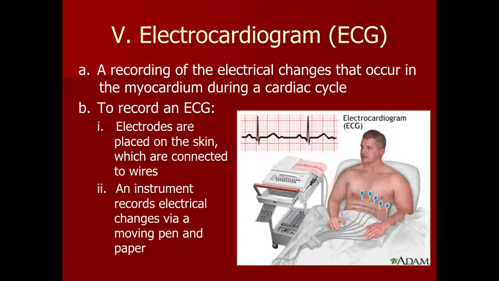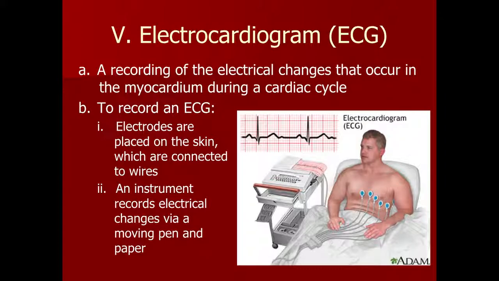There are different ways to measure heart activity. One of the most common ones is to use something called an ECG, or an electrocardiogram. It's a recording that monitors the electrical stimuli coming off the myocardium layer of your heart during a cardiac cycle, so during a contraction and a relaxation.